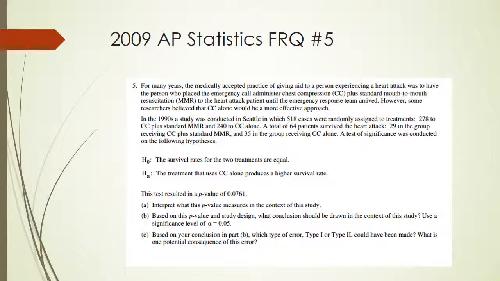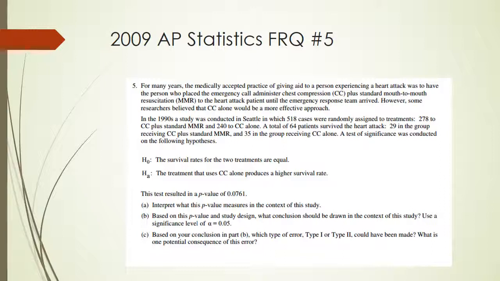A test of significance was conducted on the following hypotheses. The null hypothesis was that the survival rate of the two treatments are equal. The alternative hypothesis is that the treatment that uses CC alone produces a higher survival rate. This resulted in a p-value of 0.076.